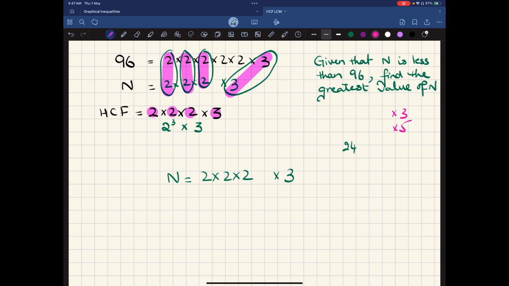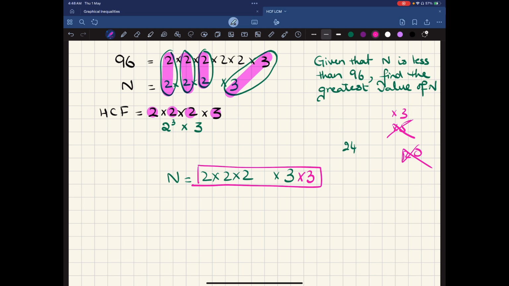Okay, so 24 into 5 is 120. It exceeds 96, so this is not an option, right? What about 3? If we multiply 24 with 3, we get 72, which is less than 96. Okay, so we can add a 3 to our number n, because that is not going to make a new loop, and it is still going to maintain the HCF that is given to us in the question, and n is less than 96.